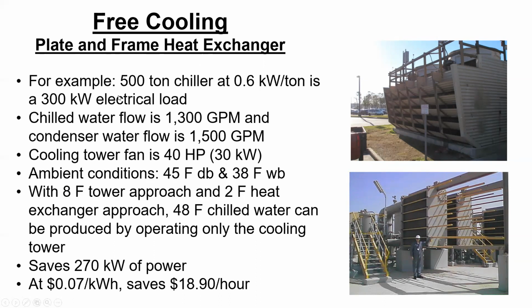the chiller, which means that instead of running 300 kW, we only run 30 kW for the fan of the tower. We're talking about saving 270 kW of power at 7 cents per kWh, for example. We can save $18.9 every hour.